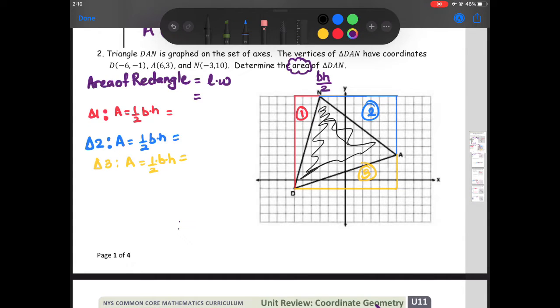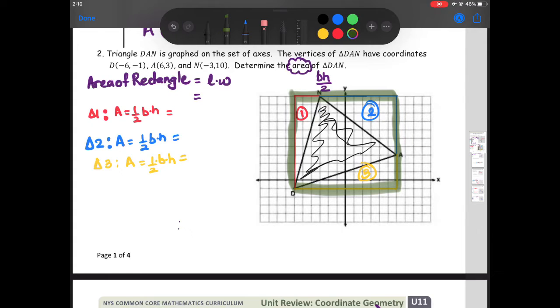So if we draw a rectangle around it, I'm just going to highlight it with the green, and see, isn't this a rectangle? If I find the area of this rectangle in green and subtract the sum of these 3 triangles that I built around it, triangles 1, 2, and 3, I will be left with what? The area of the given triangle. So I already filled in the formulas. So the area of a rectangle is length times width.